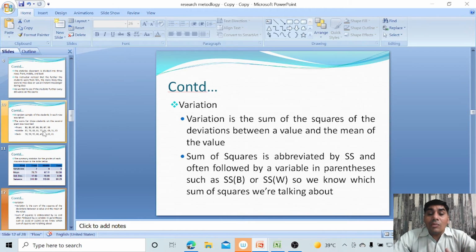Now variance. How can we find the variance? Variance is the sum of the square of the deviations between a value and the mean of the values. Sum of squares is abbreviated by SS, S for sum and S for square. It is often followed by variables in parentheses such as SSB, which means the sum of squares between the groups, and SSW, the sum of squares within the groups.